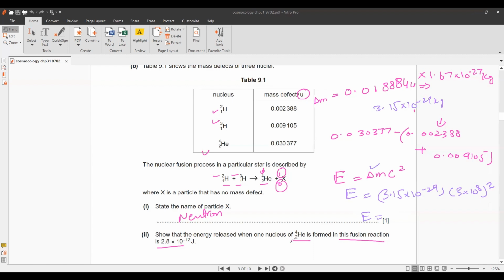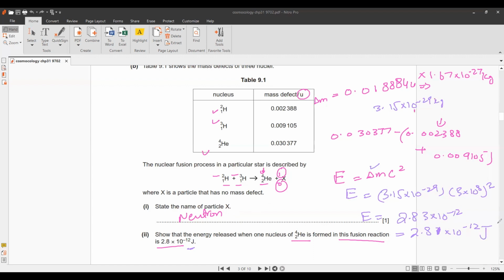What have they asked us? They have written joules, so we do not need to divide it further. And we are at 2.83 into 10 raised to minus 12. So rounding off, we will write it as 2.83 into 10 raised to minus 12 joules.